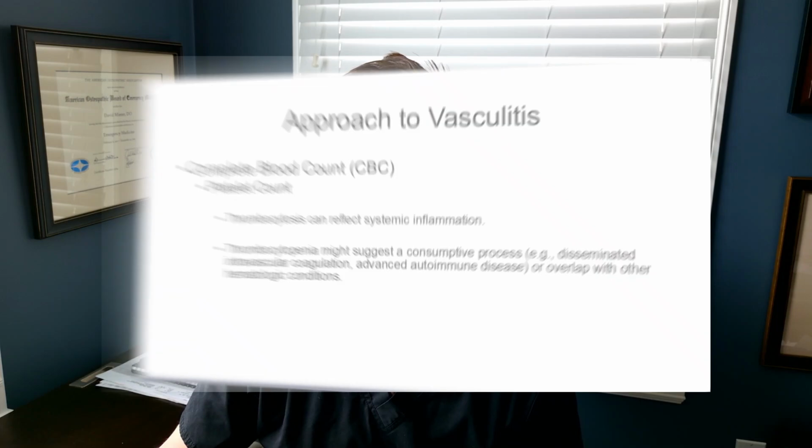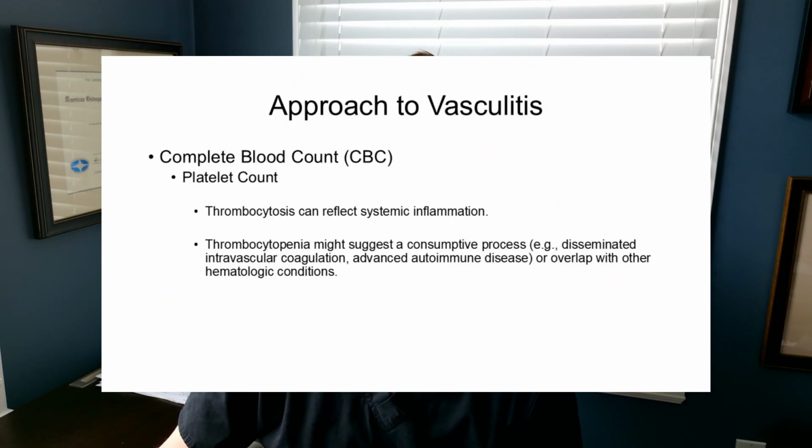When looking at the patient's platelet count, things like thrombocytosis may reflect a systemic infection, whereas thrombocytopenia might point to DIC, which can present as pseudovasculitis. The thrombocytopenia aspect of it usually would present as more of a thrombocytopenic rash, which would be petechiae that would be non-palpable.